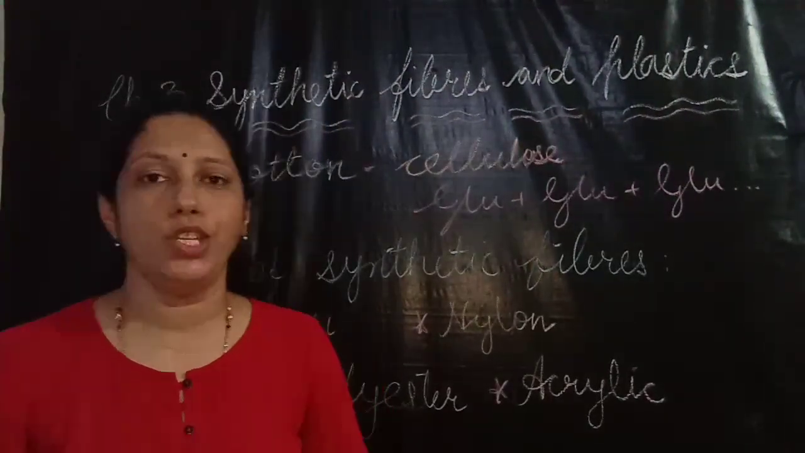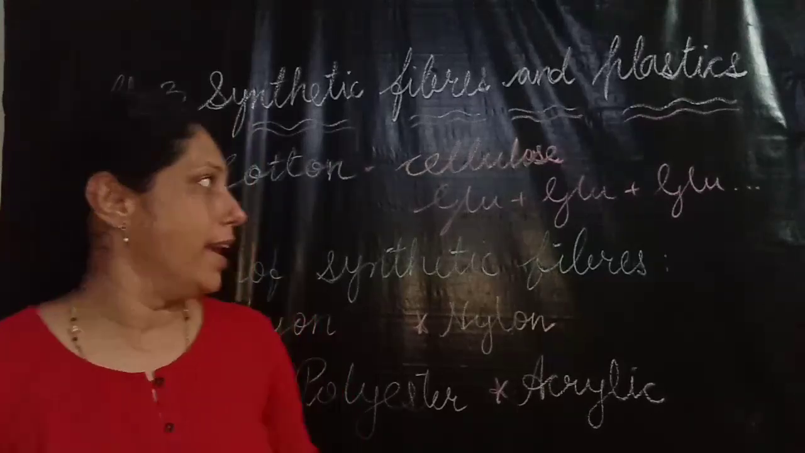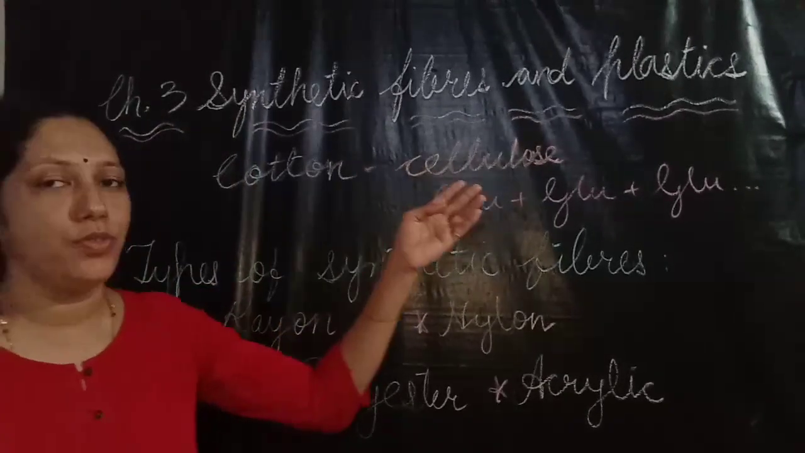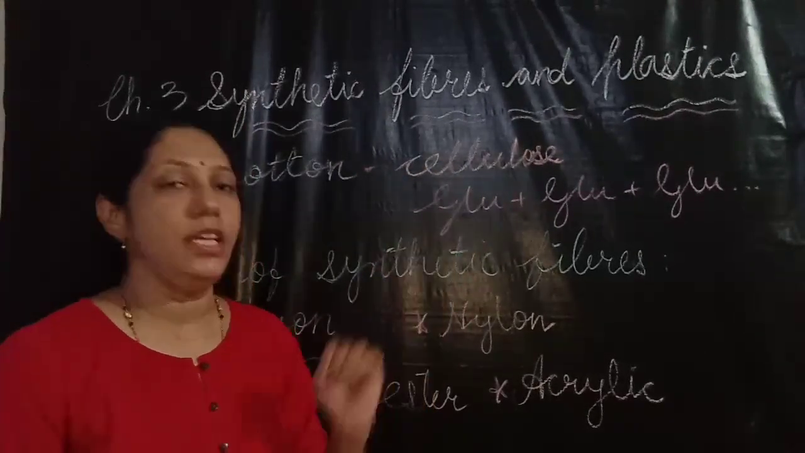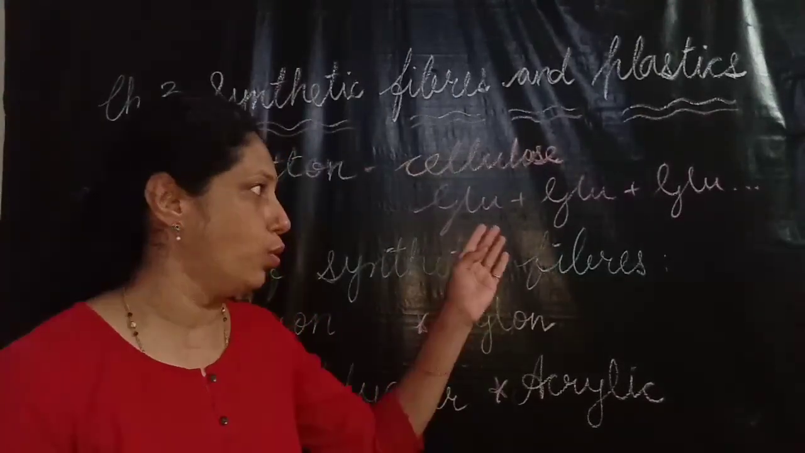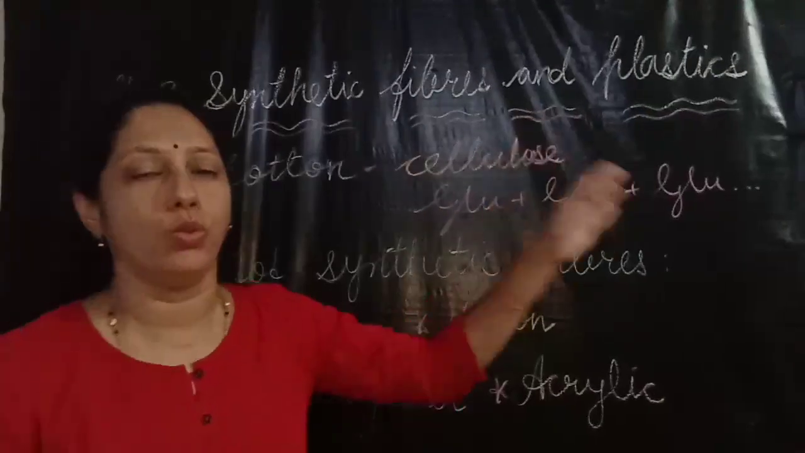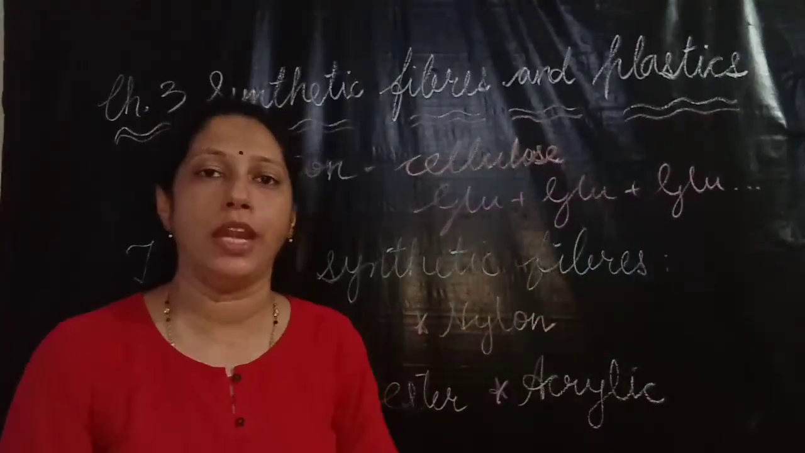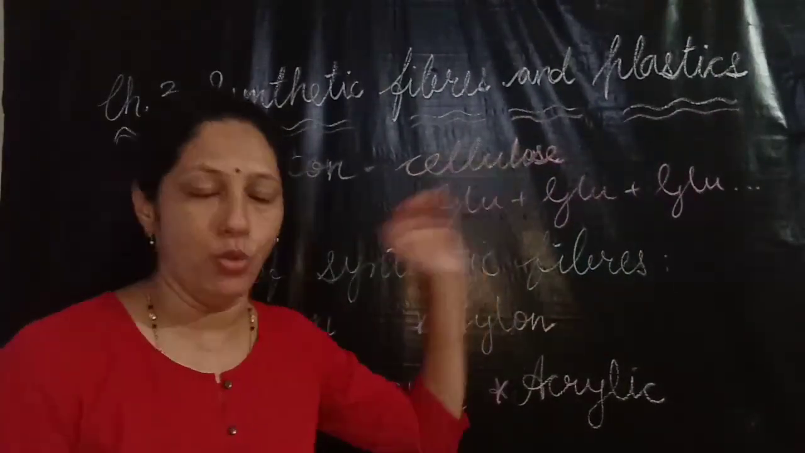Polymer occurs in nature also. Cotton, for example, is a polymer of cellulose. Cellulose is made up of a large number of units of glucose. You can see here glucose, glucose, glucose. Many units of glucose unite together to form cellulose.